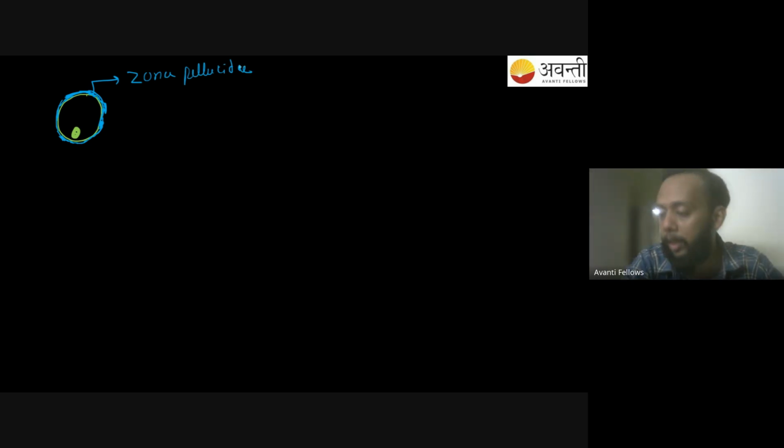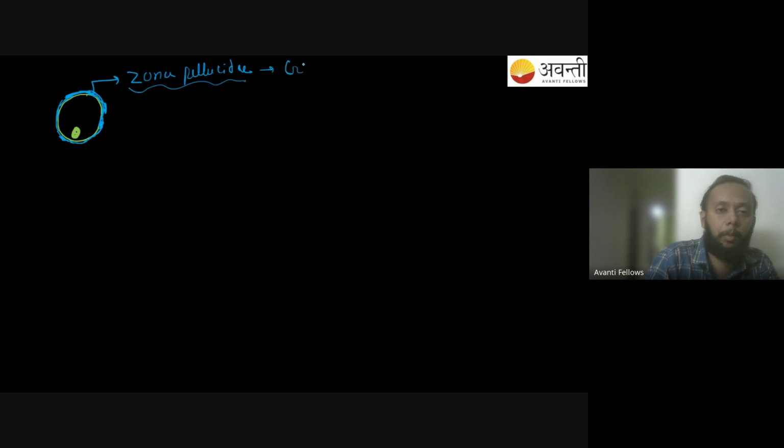So remember that your primary oocyte will be covered by a layer which is called my zona pellucida. That should be clear to all of you. This is a layer I'll be finding in the primary oocyte all the time. So if they ask what this layer is, whether it is a cell or what, remember zona pellucida is nothing but a glycoprotein. That's it. This is your glycoprotein here.